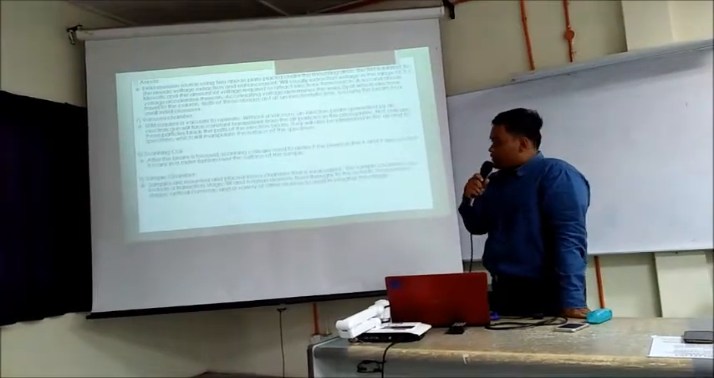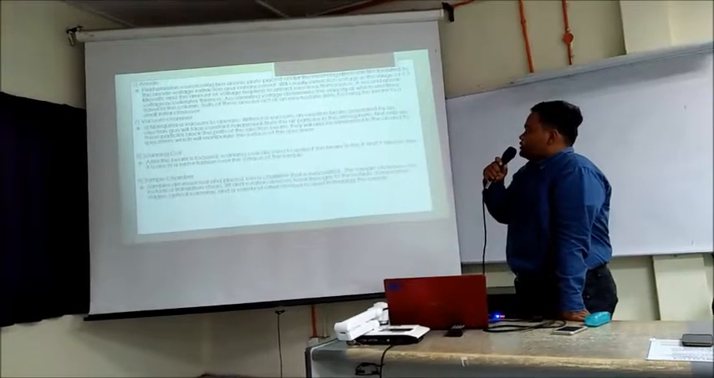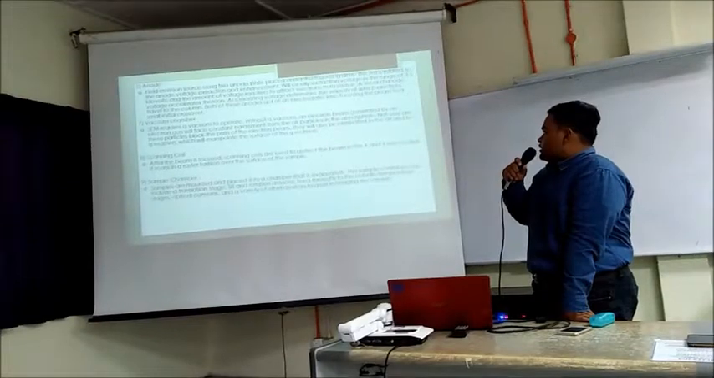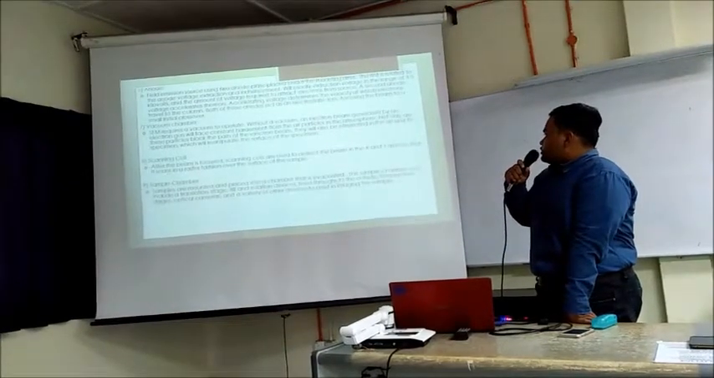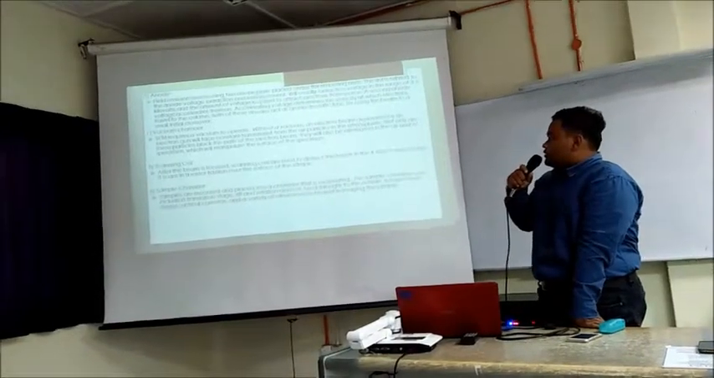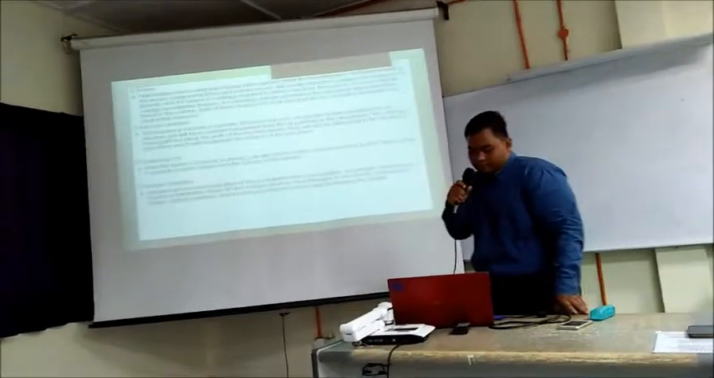Number 8, scanning coil. After the beam is focused, scanning coils are used to deflect the beam in the X and Y axis so that it scans in a raster fashion over the surface of the sample.